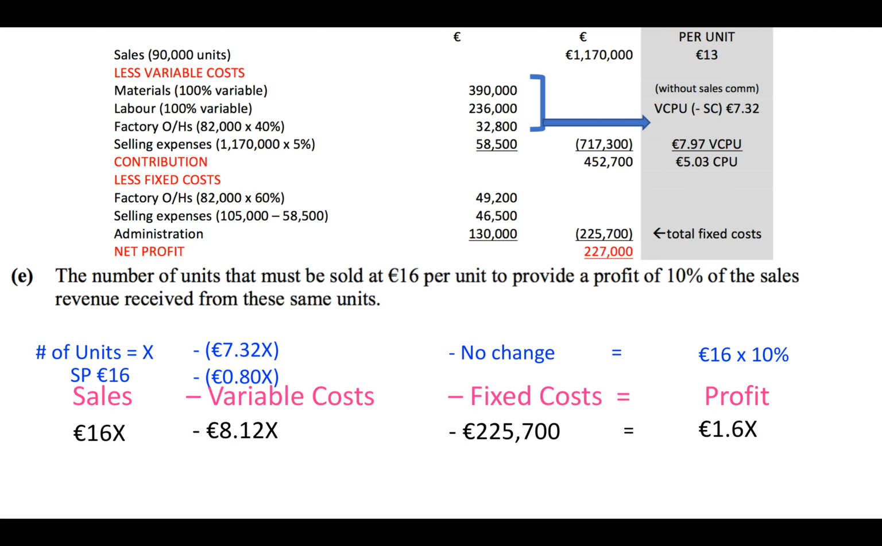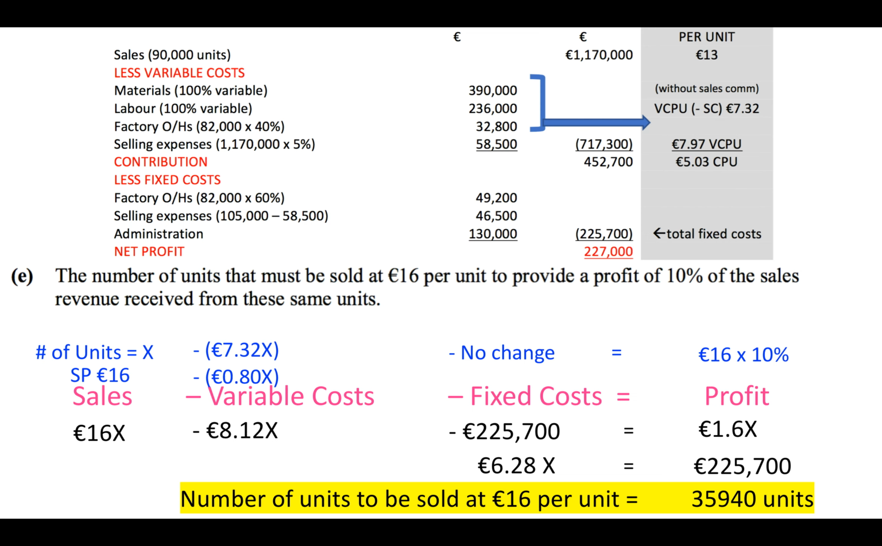So then we're going to take our x's over to the left hand side, and we're going to take our euros over to the right hand side. So on the left hand side, we're going to have 16x minus 8.12x minus 1.6x, and that is equal to 225,700. So we're going to have 6.28x is equal to 225,700. Sorry, there shouldn't be a euro sign there. So 6.28x is equal to 225,700. So x is equal to 35,940 units.